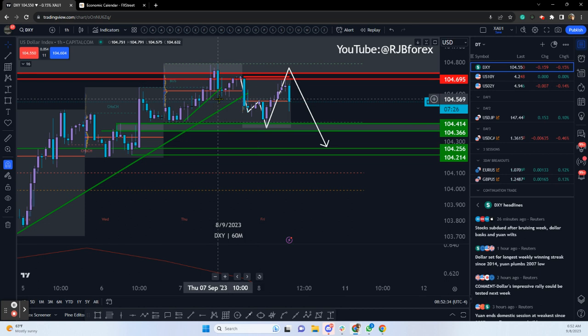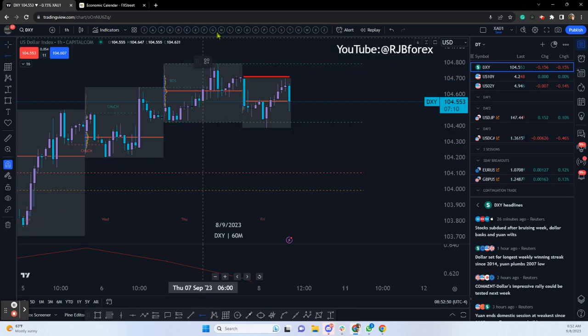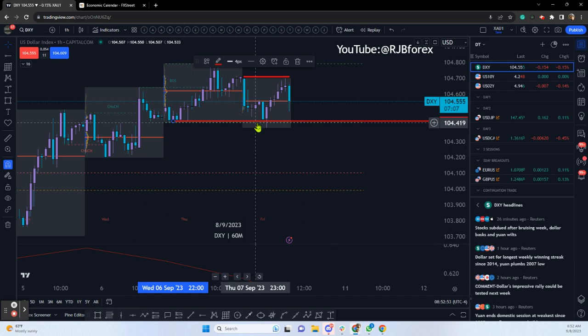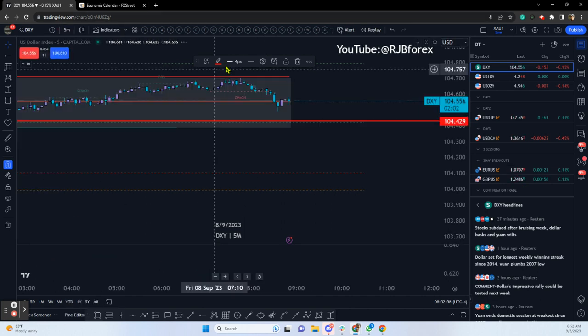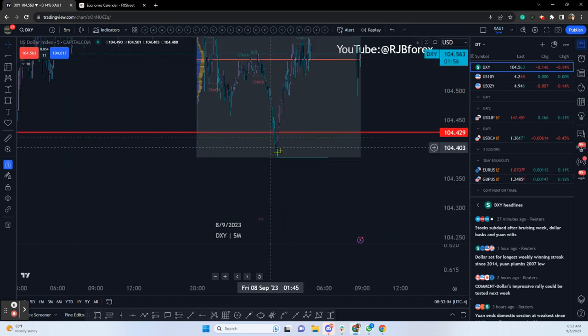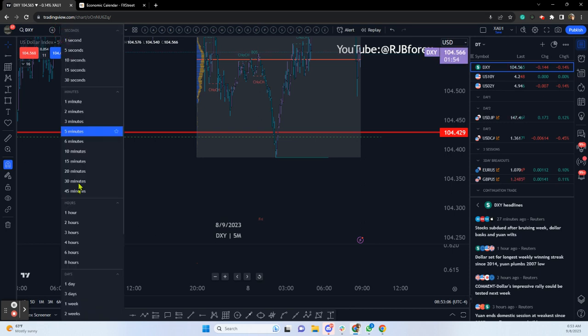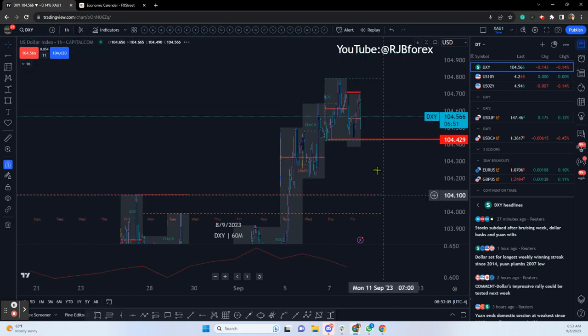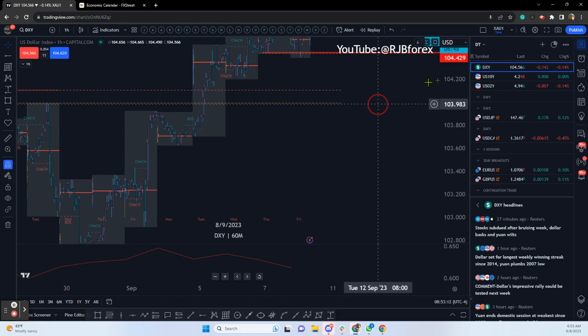All right, we've broken structure over here. That was the high. We've broken that structure there. This is the key. This is the line in the sand. So I'm going to take off all of these drawings and just mark that low. Right, we've pierced it on the lower time frame, so that will probably give us some 5-minute closes below. There it is. So we've technically broken that low. So we are technically in a bearish environment.